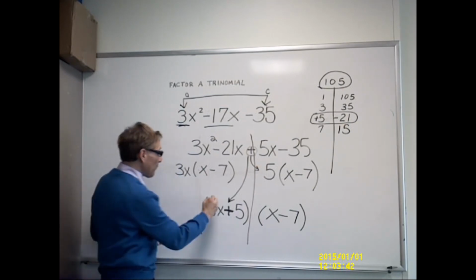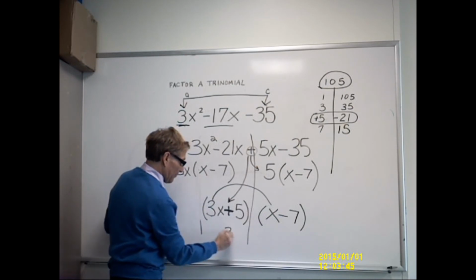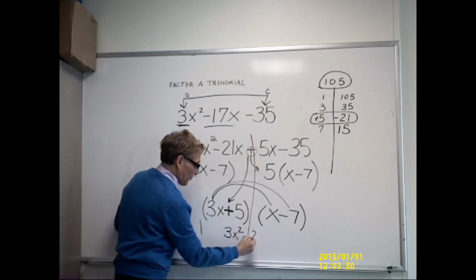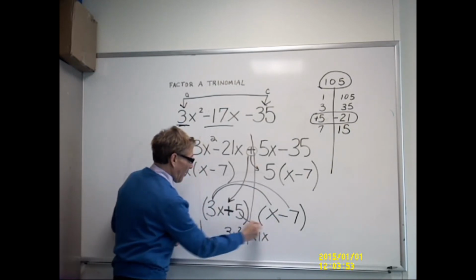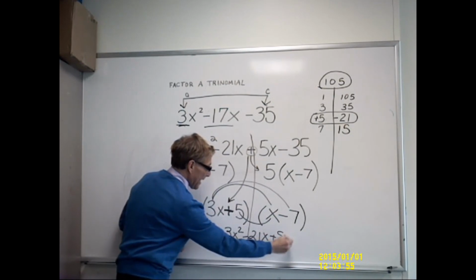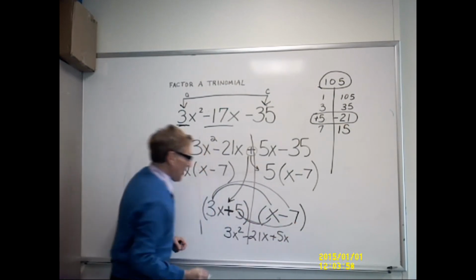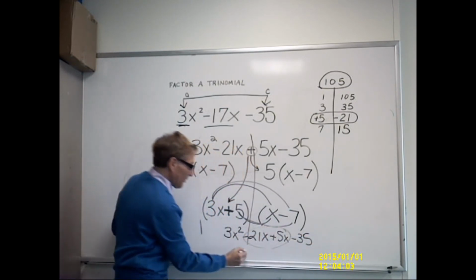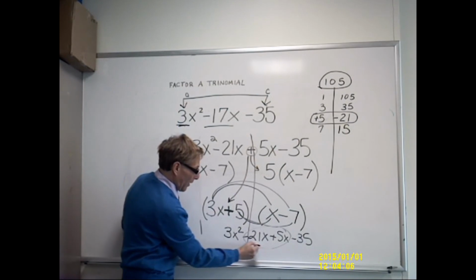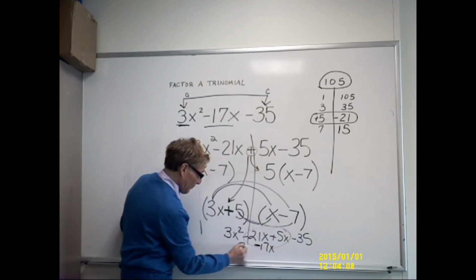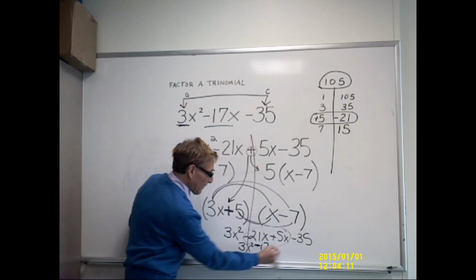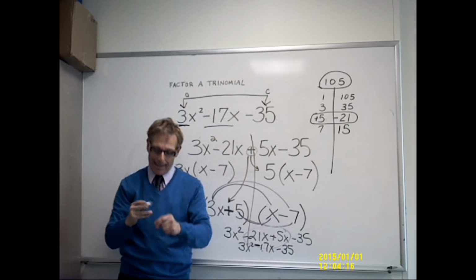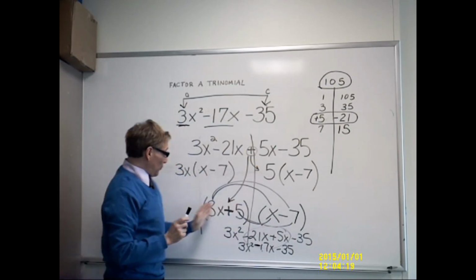Now I could check by FOILing. 3x times x is 3x squared. 3x times negative 7 is negative 21x. 5 times x is positive 5x, and plus 5 and negative 7 is negative 35, and I can combine these two like terms. Negative 21 plus 5 is negative 17x, so it's 3x squared minus 17x minus 35, which is exactly what we have up there, so it checks. So those are our two factors.